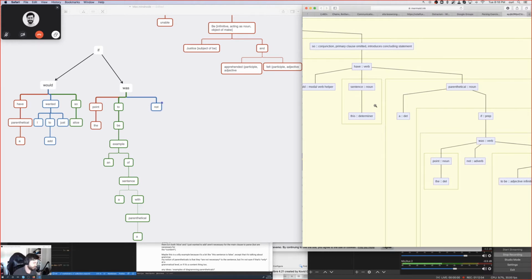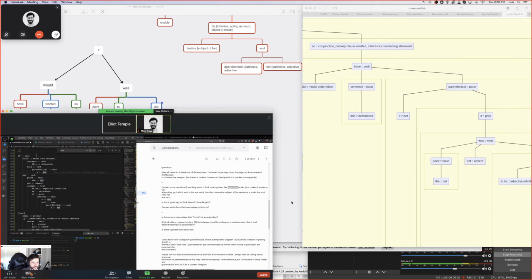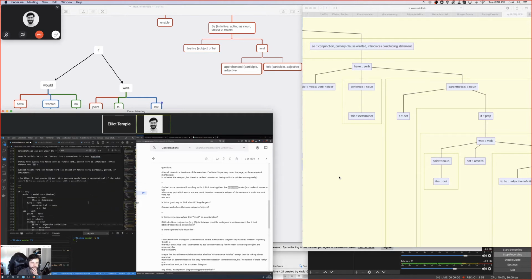So a parenthetical is the object of have, which is helping would. So this sentence is under would, and then have a parenthetical under would. If joins the to, then was the point. Not is an adverb. Okay, where does to be go in this?